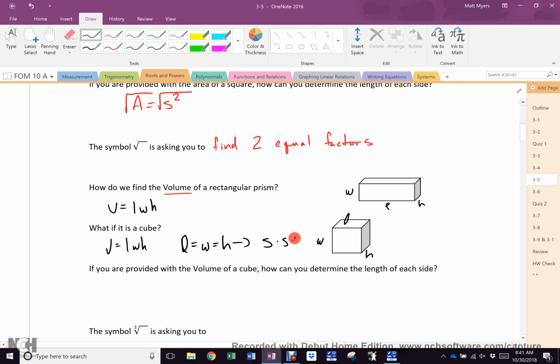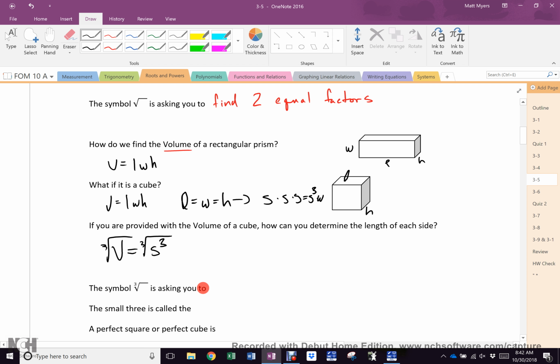So again, if I'm given the volume and I need a side, what am I going to do? Well, when it was squared, I took a square root. So what do you think I'm going to do here? A cube root. Now, if a square root asked for 2 equal factors, what then must a cube root be asking me for? It asks you to find 3 equal factors. Now, in our math course this year, we have already used squared and cube roots, yes?